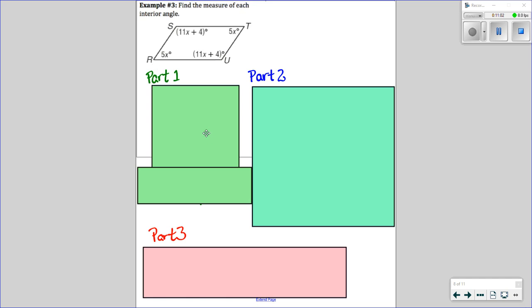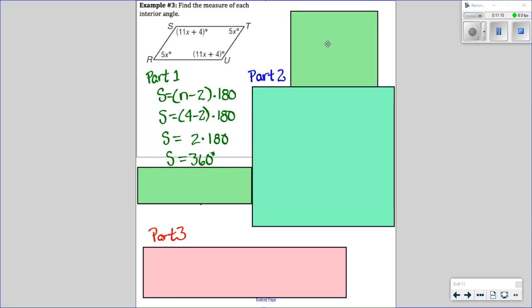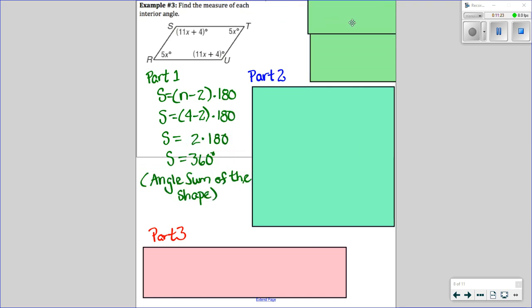If you know how many degrees the interior angles of a quadrilateral will have, then you know it would be 360. But let's say you didn't know. So now we would use this formula, s equals n minus 2 times 180, plug in 4 because there's 4 sides, and then we get 360 for the sum of the interior angles. But again, if you know that it was 360, then you don't need to do this part. But anyway, we found the angle sum of the shape.